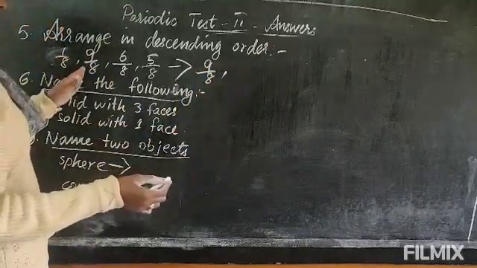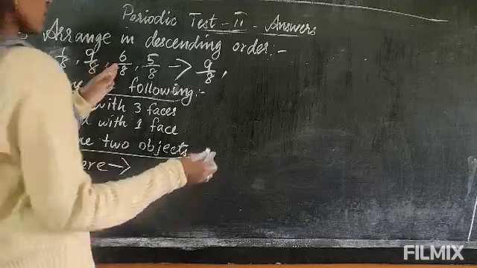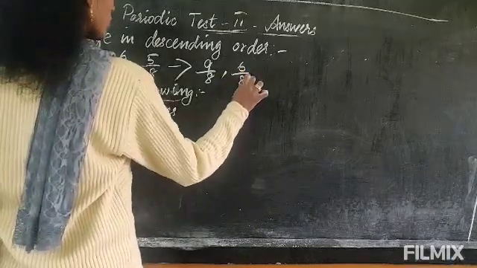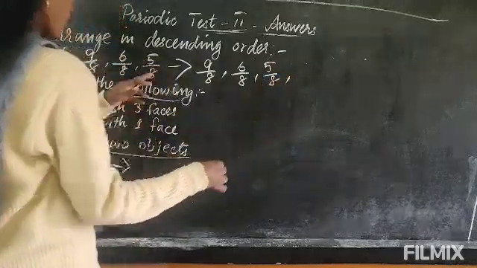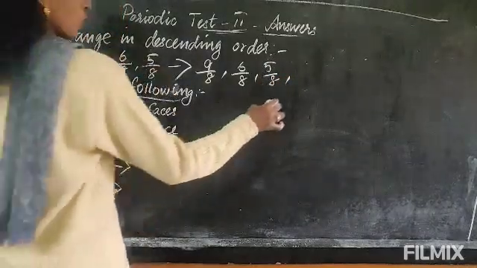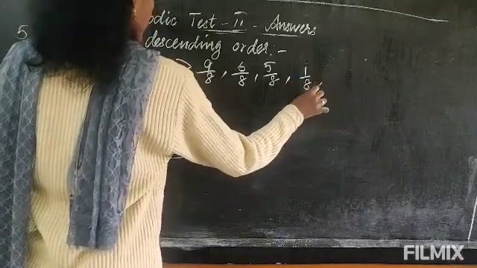Next, smaller than 9, the next one is 6. So 6 by 8. Next, smaller than 6 is 5. 5 by 8. Smaller than 5 is 1, so 1 by 8. So this is the answer.